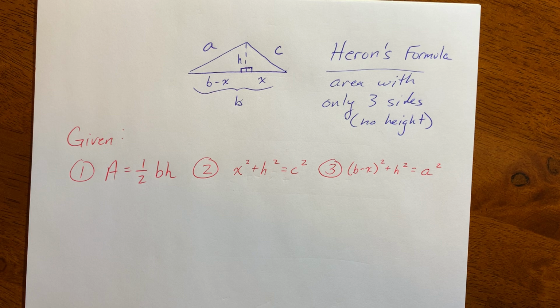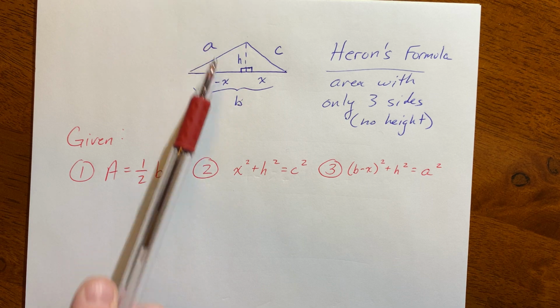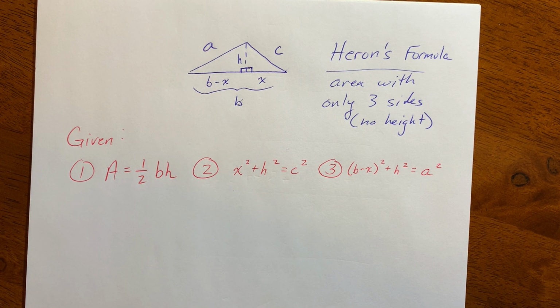So we're going to take these three sets of givens and we're going to manipulate them a little bit to try to figure out what Heron's formula is. Or in other words, to try to rewrite given number one so that height is no longer required. And instead, it's only going to be written with A's, B's, and C's. So let's do a little bit of work on this first one. Okay, sorry, this second given, so that we can solve for x.